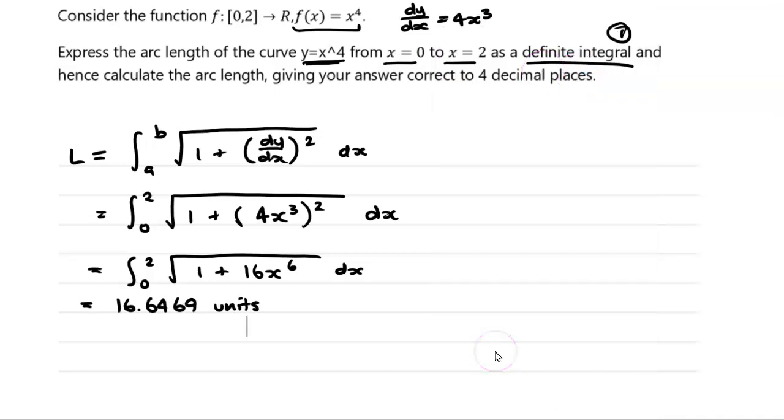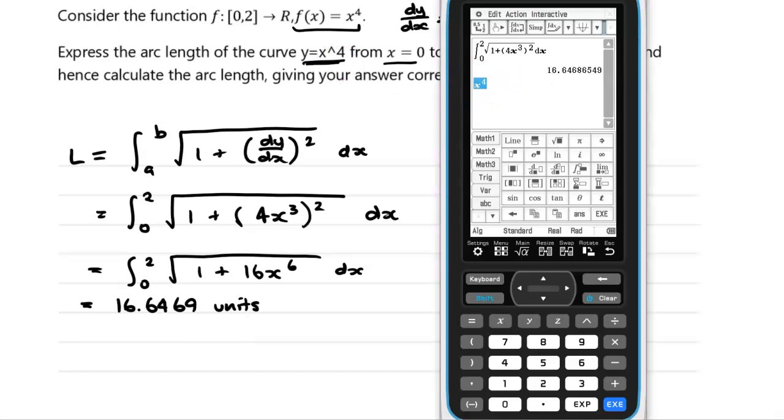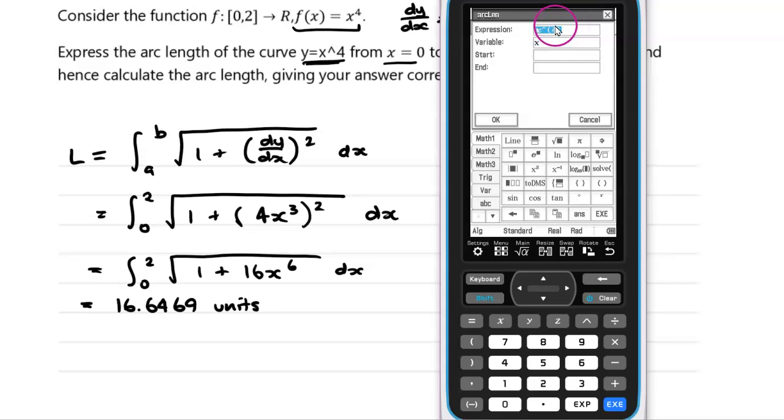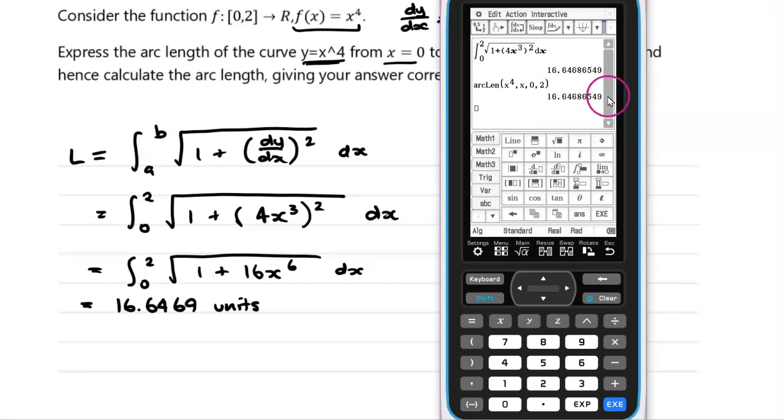Now let's try using that arc length thing that we looked at before. Okay, so I've put in the x to the power of 4. This one's not super hard, so I don't think it would have been difficult to go to calculation, line, arc length. This one wouldn't have been hard to type in there. And we're going from 0 to 2. And okay, we get the same expression.